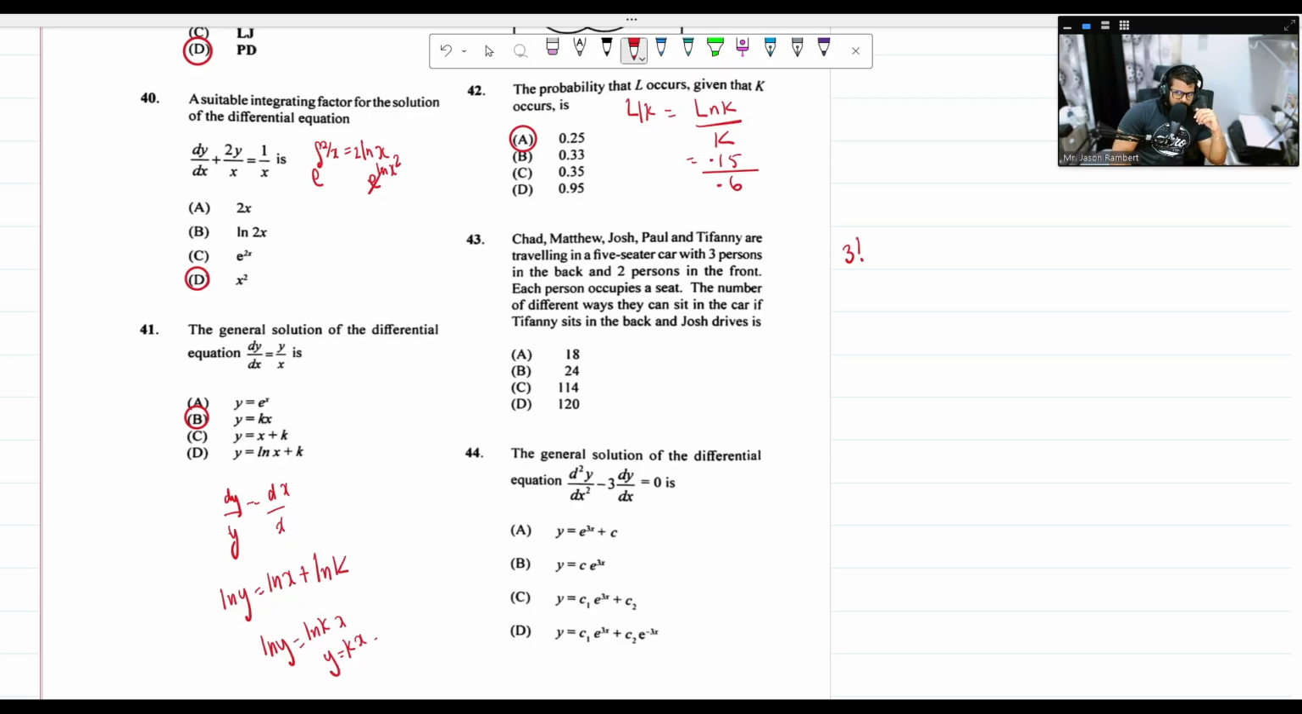Now in the back seat, there are three seats in the back seat, right? So Tiffany could sit in one of those seats. That means we will have 3 different ways to seat Tiffany. So we have to multiply this by 3. Josh is already driving, he's in the driver's seat. 3 factorial by 3. 3 by 2 is 6. 6 3s are 18.